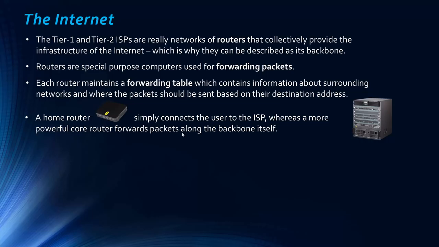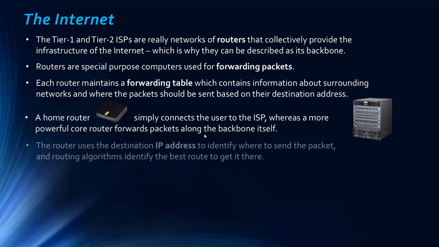And this forwards packets on the backbone itself. So the ISPs will potentially have loads of massive, powerful routers that are going to be forwarding packets across these intercontinental wires and cables. The router uses the destination IP address to identify where to send the packet, and routing algorithms identify the best route to get there.